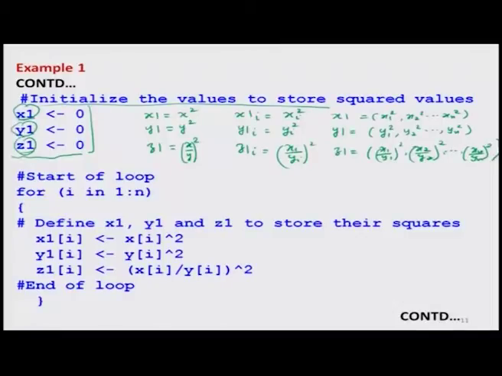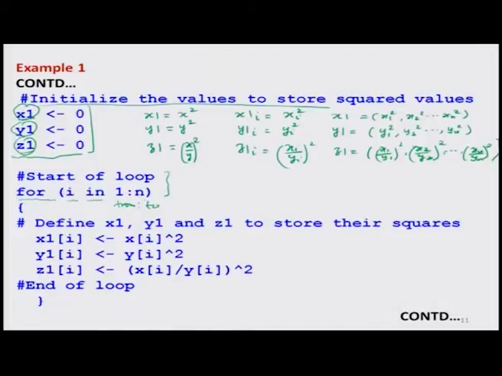Now I start my loop. Why should I use a loop? Because I want to compute the values of x1i, y1i and z1i a small n number of times, so I use a for loop. You may recall the syntax for the for loop: inside the argument, the variable which controls the loop, say i in 1 colon n. That will start from 1 and take values up to n, at an increment of 1 unit at a time. That is what we have learned.